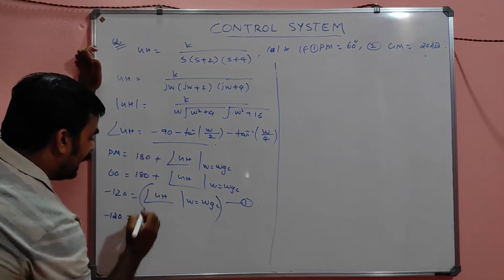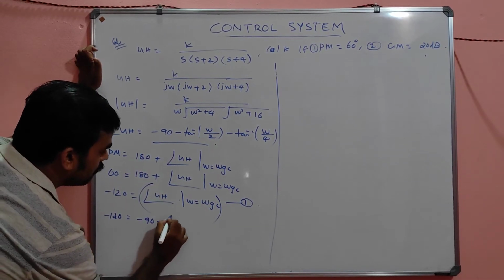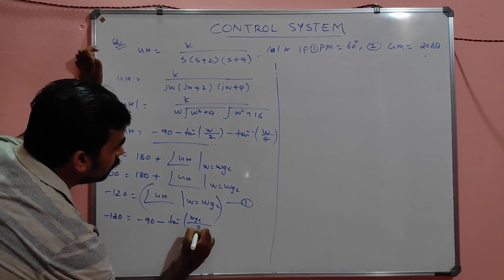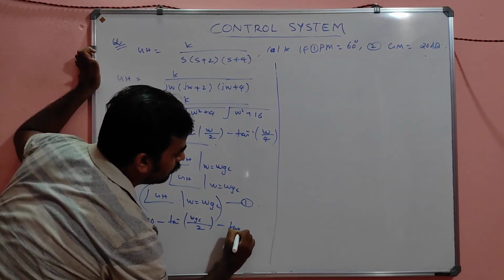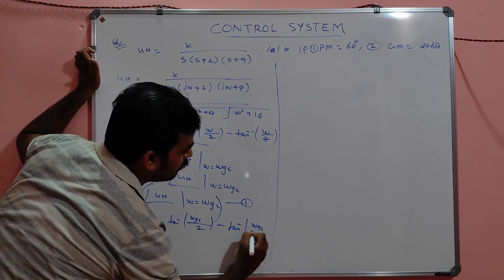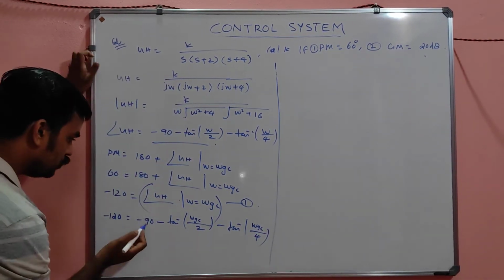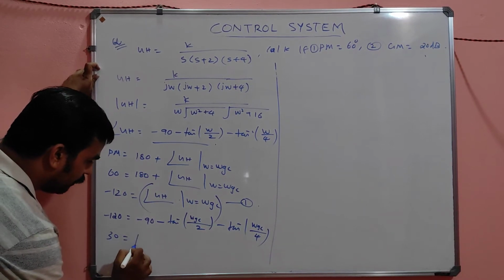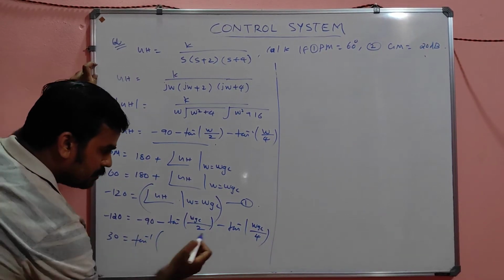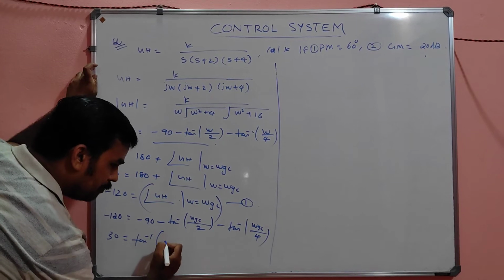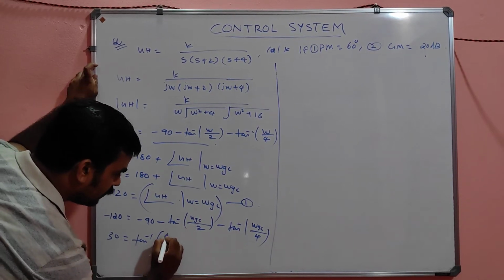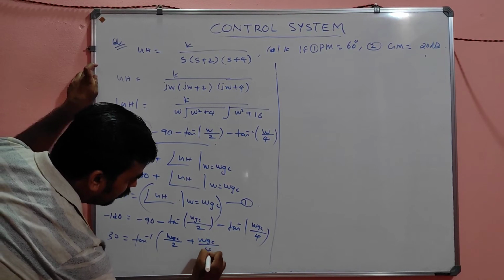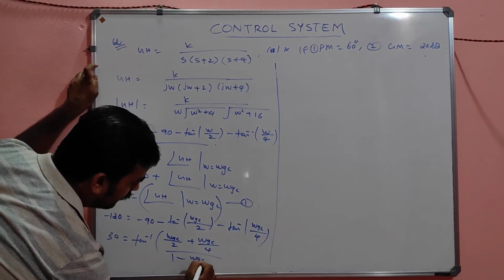So the angle formula is nothing but minus 90 minus tan inverse, instead of omega you can put omega GC divided by 2, minus tan inverse omega GC by 4. That's easy now. So minus 120 it's minus 30, and plus 30 will be the answer. 30 will be equal to tan inverse A plus tan inverse B, which is nothing but tan inverse of A plus B whole divided by 1 minus AB.